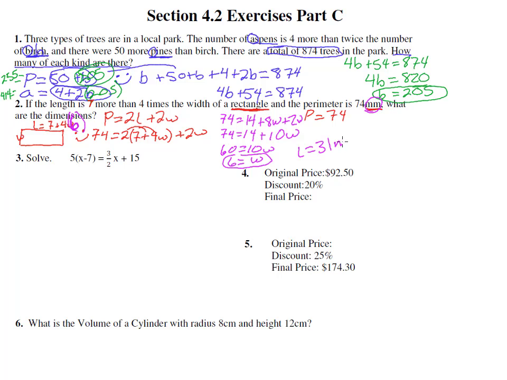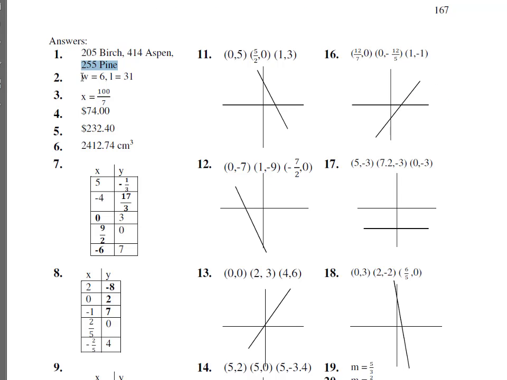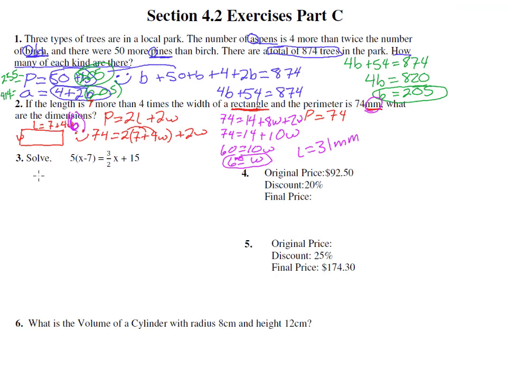So length is 31 millimeters, and the width is 6 millimeters. Let's put the little m's there. Check our answer. Width is 6, length is 31. Correct.